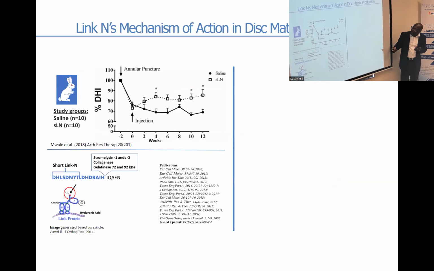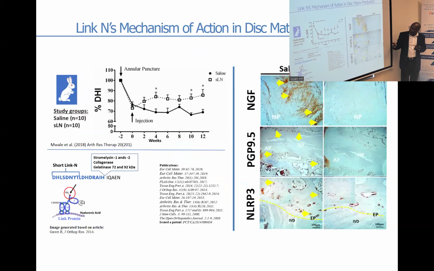And when we went back to stain the samples from the rabbit, we found that NGF is going up once you do the puncture, and these are related to pain. But interestingly, this is part of the inflammasome, and that opened a whole new chapter for us to see how the mechanism is working in terms of the inflammasome.